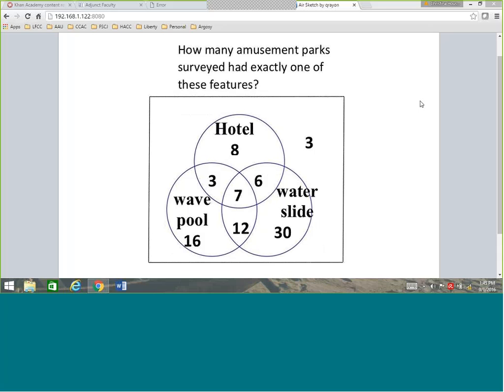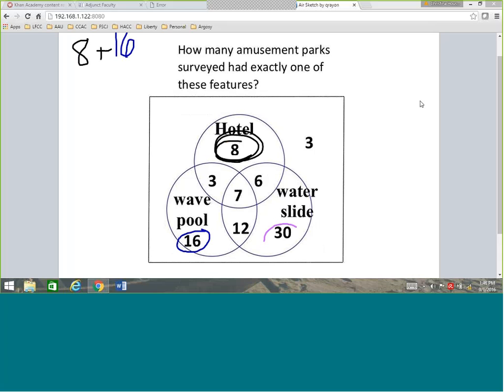Okay, let's look at another question. How many amusement parks surveyed had exactly one of these features? Exactly one. So that means hotel but not wave pool or water slide, or wave pool but not hotel and water slide. So this 8 right here has hotel but not wave pool or water slide, so I'm going to use those 8 amusement parks. And this 16 had a wave pool but not a hotel or water slide, so I'm going to add 16 to that.